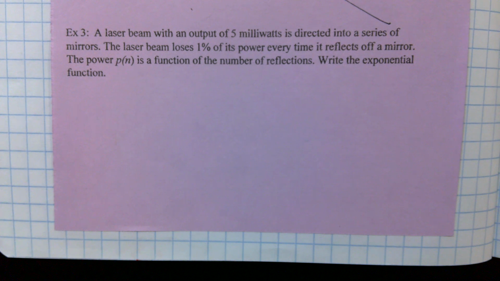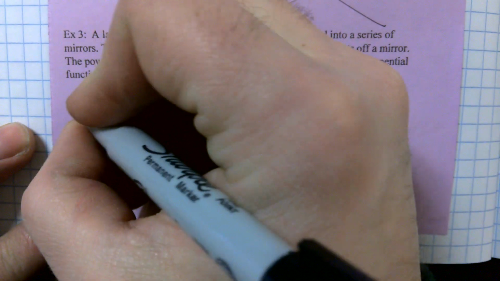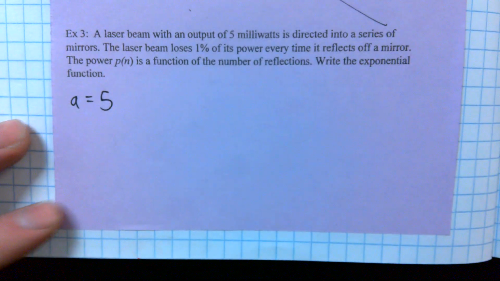Initial value here, and I need a common ratio, right? What's my laser beam's initial value? How many milliwatts, Colby? 5, right? So A is equal to 5.